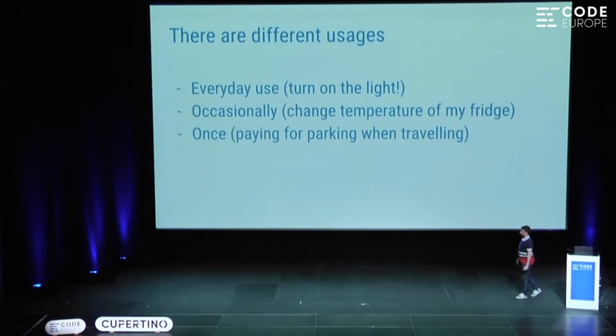When we think about IoT, there are different use cases. There are some apps or experiences you use every day, like turning the light on and off. There are some experiences you use occasionally, like, it's getting really warm outside, I really want a cold beer, so let me change the temperature of my fridge. And there are apps or experiences you use once per year, maybe once every 10 years, like, I'm flying to San Francisco, I want to pay for my car. I'll probably not use that app or experience again. Maybe first next year when I go back.